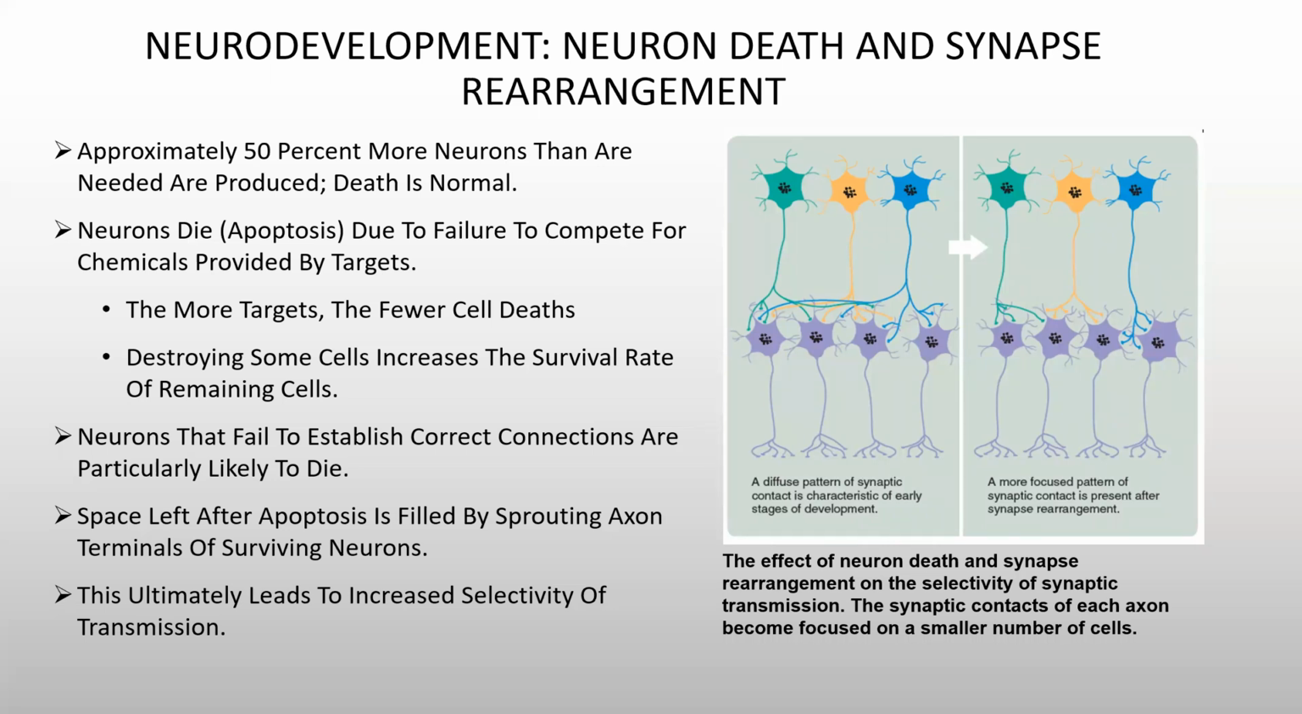Now we talked about axon growth and the synapses and so on. Now we're looking at neuron death and synapse rearrangement. Approximately 50% more neurons than are needed are actually produced, and therefore a lot of neurons die off. Neurons die through a process called apoptosis, which is a programmed cell death due to failure to compete for chemicals provided by targets. So the more targets, the fewer cell deaths. And destroying some cells increases the survival rate of remaining cells.